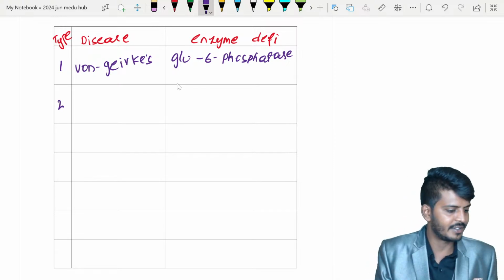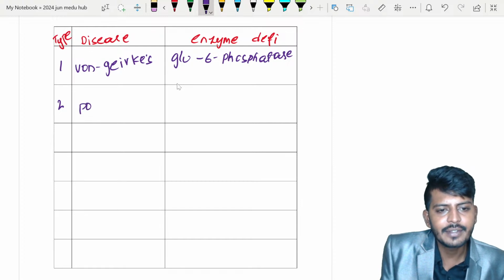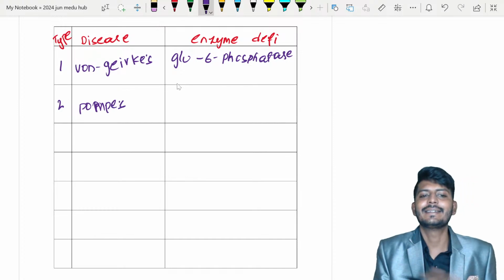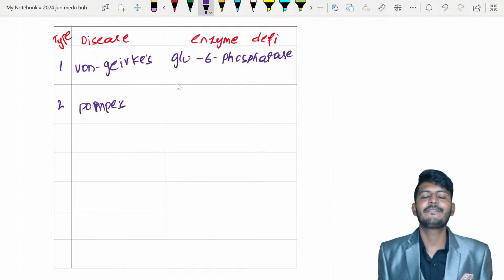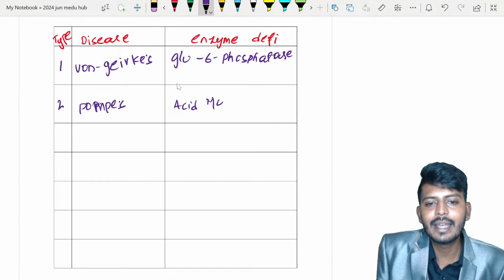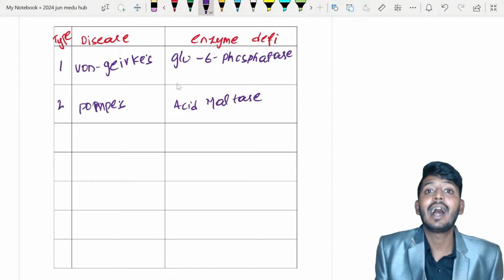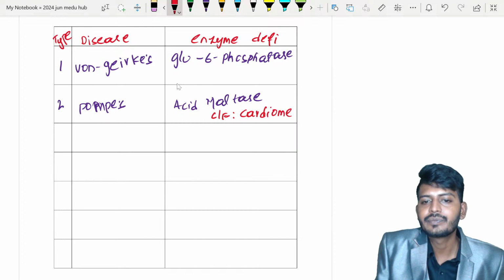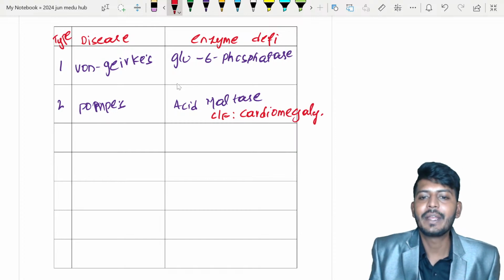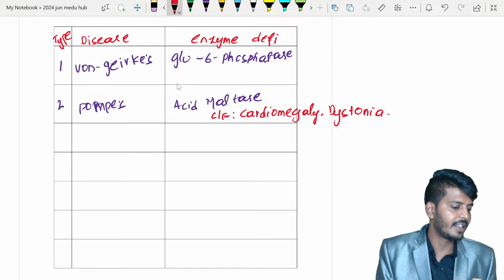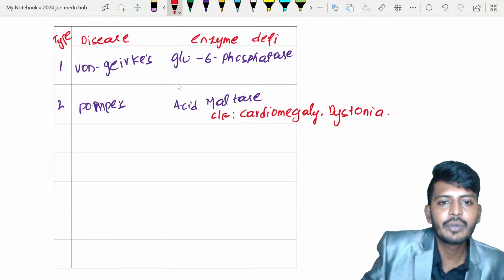Okay, type 2 is Pompe's disease. What do we call it? Pompe's disease. Pompe's disease is due to deficiency of an enzyme. What is the name of the enzyme? It is due to deficiency of acid maltase. So यहाँ पे देखो clinical feature थोड़ा अलग होता है. यहाँ पे, my dear students, you can get cardiomegaly in the patient. Along with cardiomegaly, the patient can also have dystonia. मतलब muscles को ज़्यादा तरीके में affect करता है.